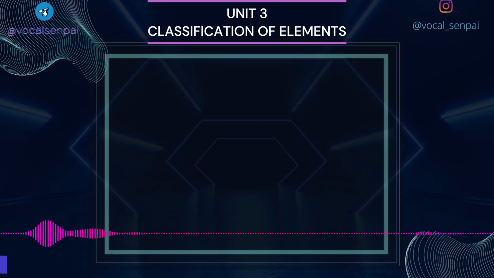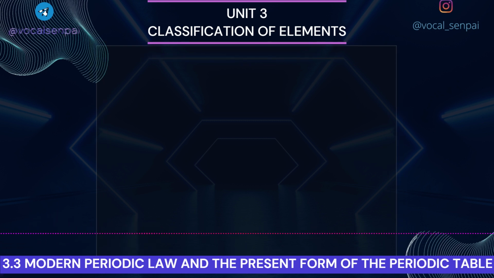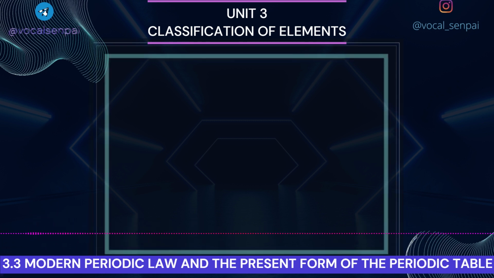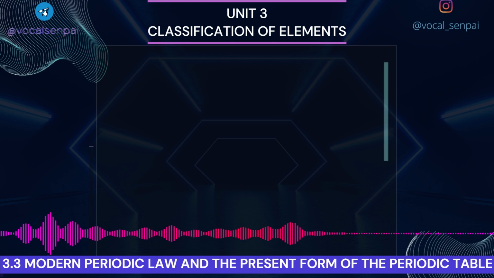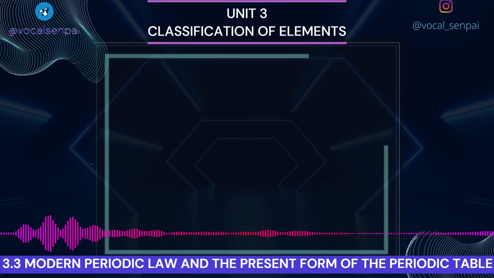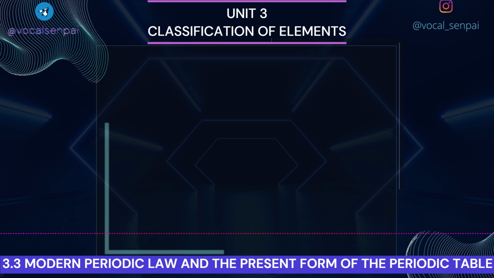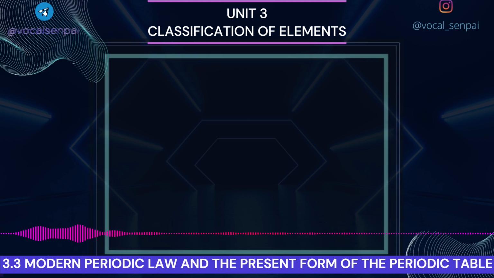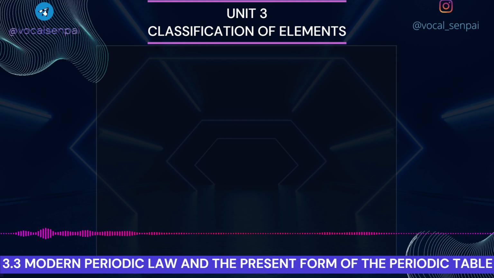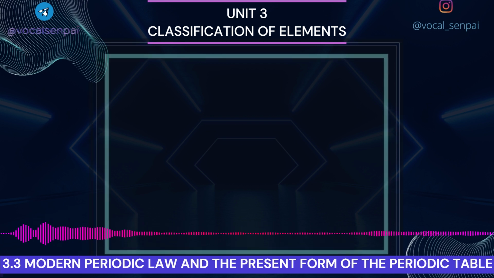3.3 Modern periodic law and the present form of the periodic table. We must bear in mind that when Mendeleev developed his periodic table, chemists knew nothing about the internal structure of the atom. However, the beginning of the 20th century witnessed profound developments in theories about subatomic particles.